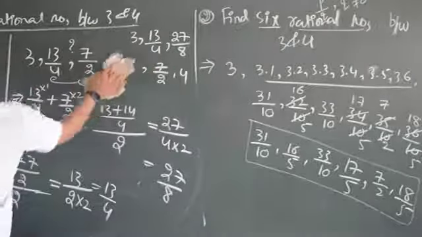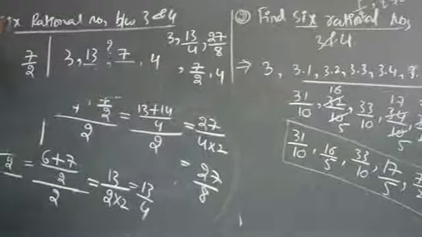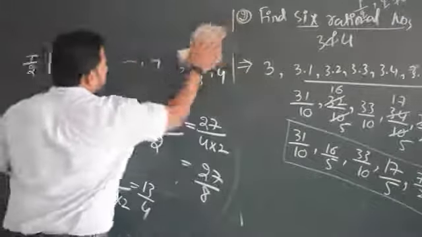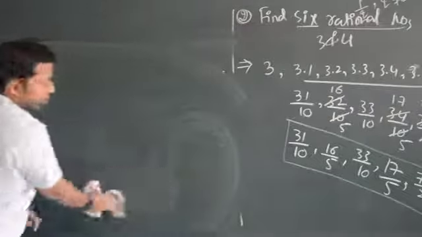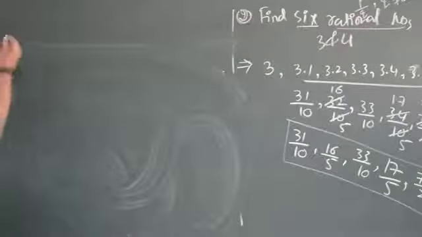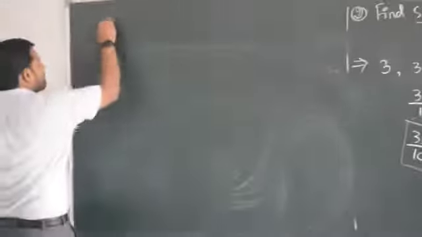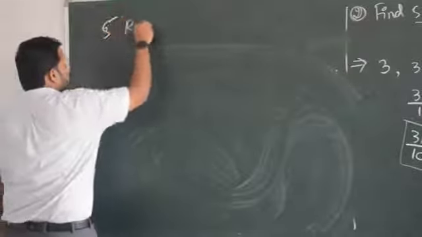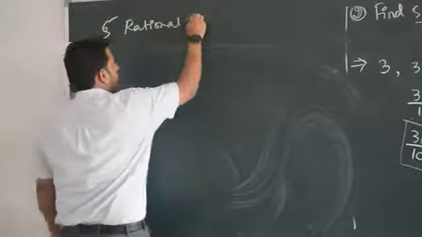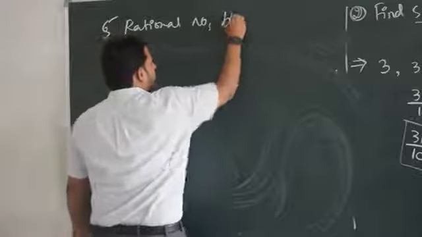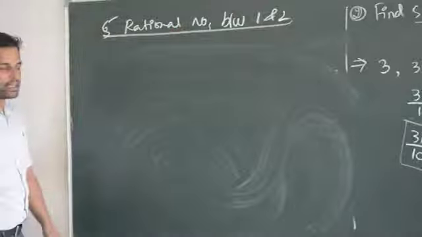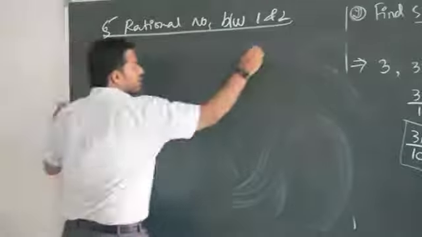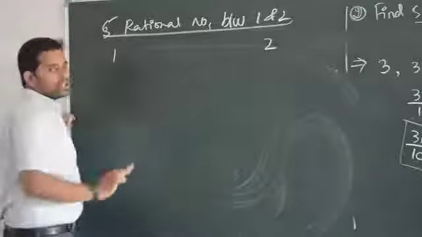Let me give you one example here. We are at the second question only. Try to understand the second question first, so that we can solve other questions very easily. If they are asking you to find, let me take 5 rational numbers between 1 and 2, how to do this? Between 1 and 2 they are asking, right? 1 is here and let me write 2 here. I have to write 5 rational numbers between them.